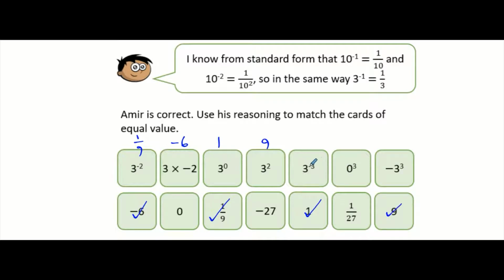3 to the minus 3, the minus tells us it's 1 over, and then 3 cubed, 3 times 3 is 9, times another 3 is 27, so that will be 1 over 27. 0 cubed, well 0 times 0 times 0, in fact 0 times anything, just gives us 0. And finally, minus 3 cubed. Using BIDMAS, we do the power before we do the multiplying. So 3 cubed is 27, times minus 1 makes minus 27.